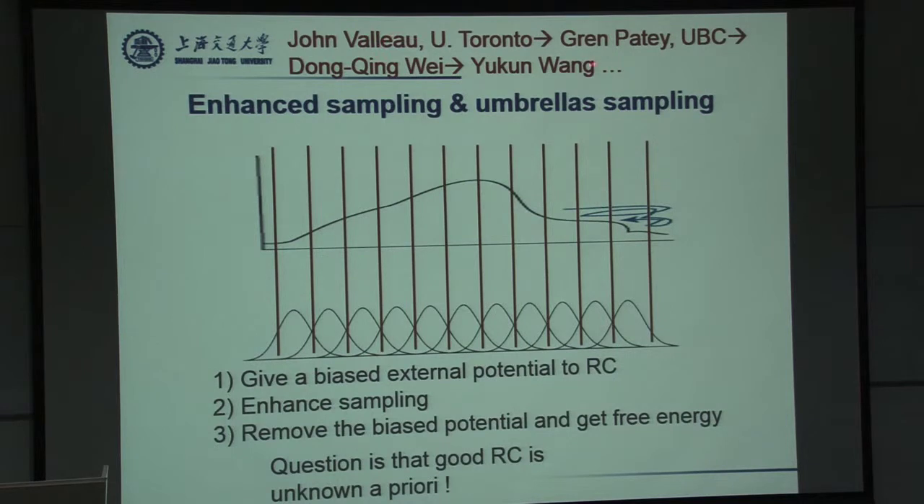So I have this family tradition. This is the father of umbrella sampling from University of Toronto, Professor Torrie. In 1970-something, he developed this technique. This is my boss, my postdoc boss at UBC, Professor Patey, and so I'm taking over. Hopefully I can develop some new technology in the umbrella sampling area. And this is my student. He did the job.